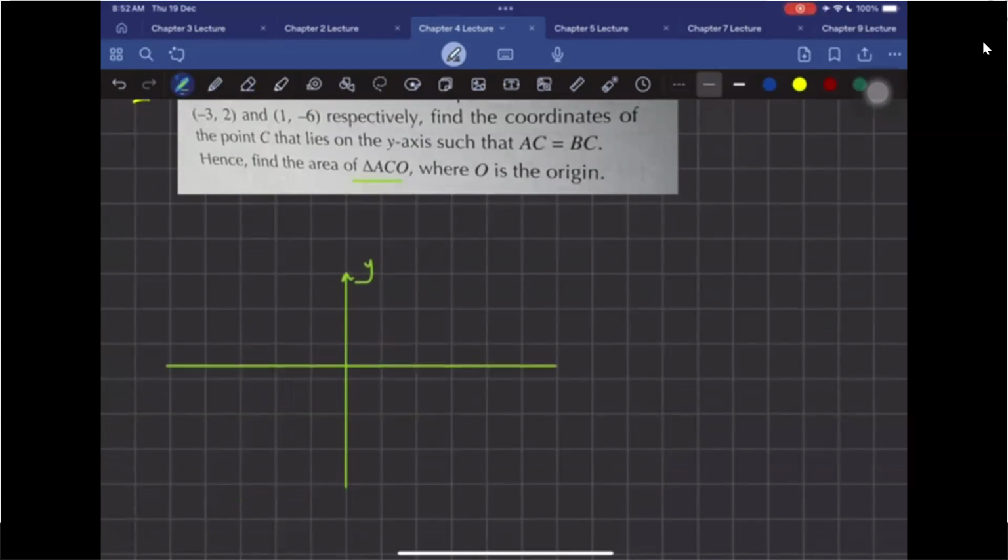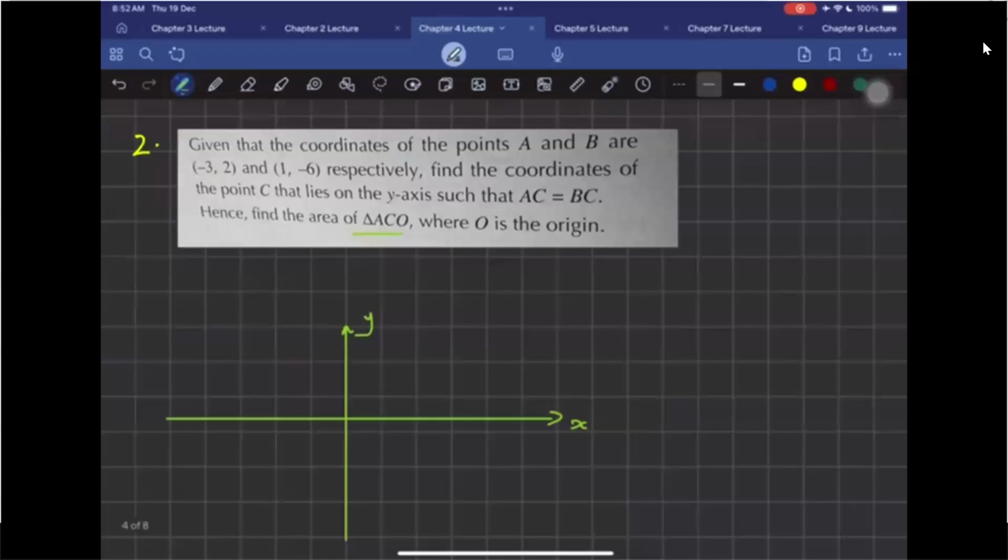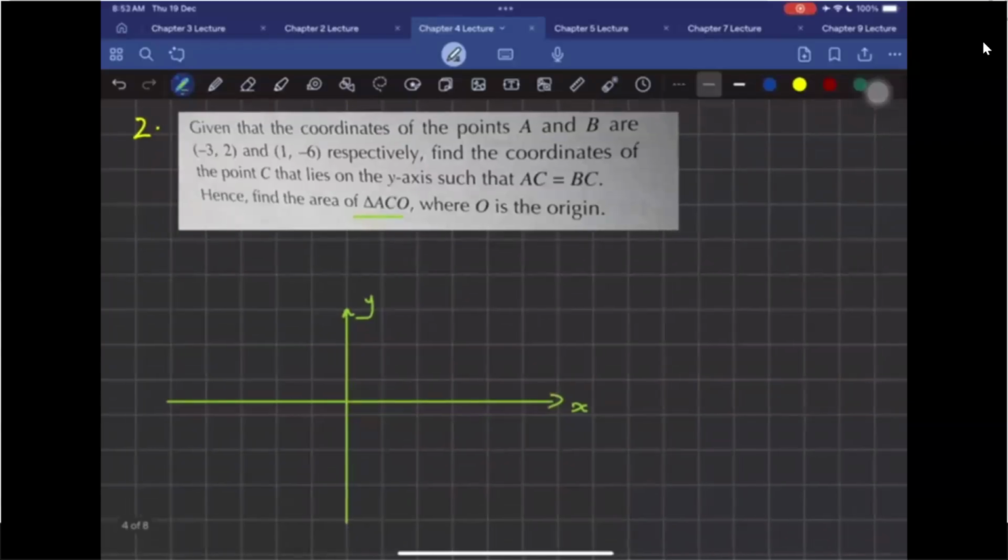You don't need to be accurate if you're drawing, it's just a rough sketch so that you know what's going on. So you have minus 3 comma 2. So let this be A and 1 comma minus 6.